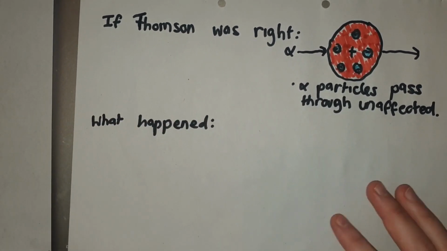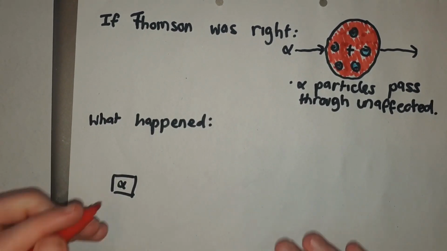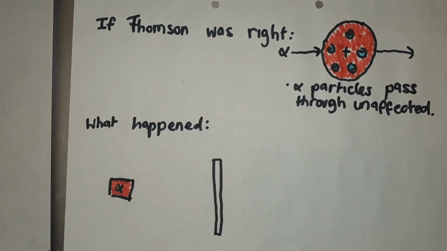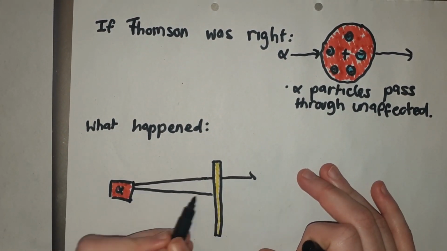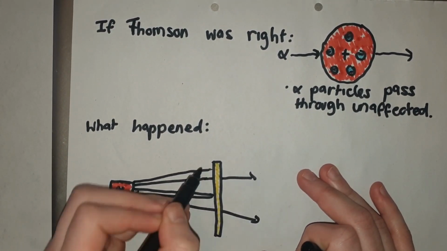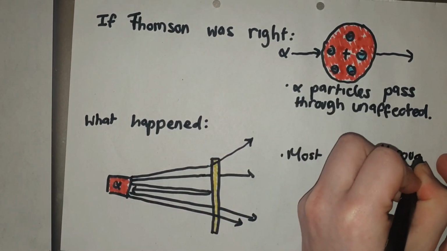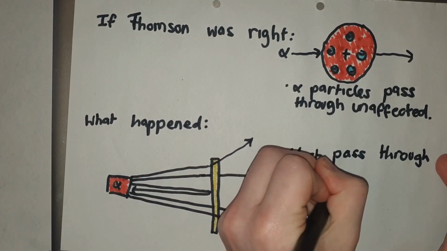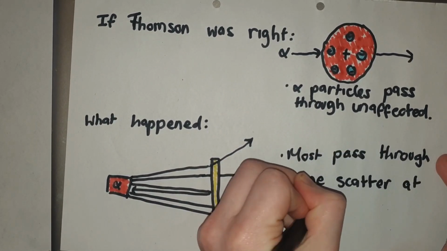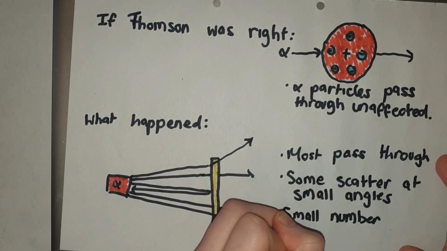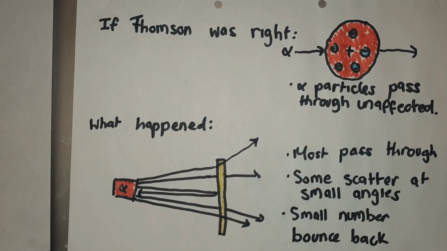What they saw during this experiment was a lot of the particles pass through the gold unaffected. Great, exactly what we expected. However, we did see a small percentage of alpha particles scatter at small angles. We didn't expect that. And we saw an even smaller percentage of alpha particles bounce straight back to the alpha source. So they were reflected at a 180-degree angle. This means the plum pudding model must be wrong. So how can we explain this then?